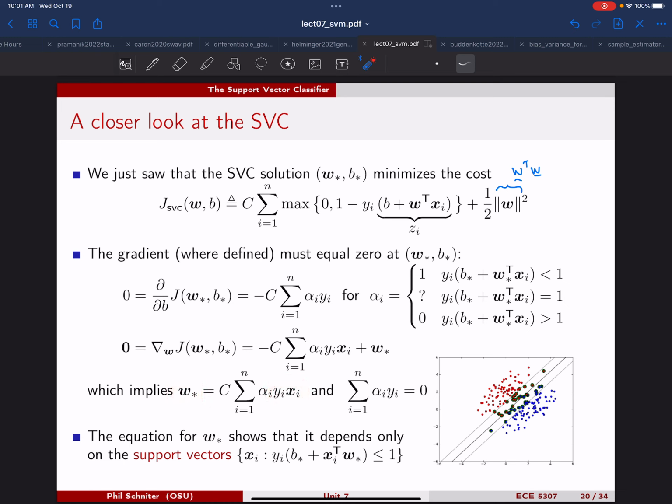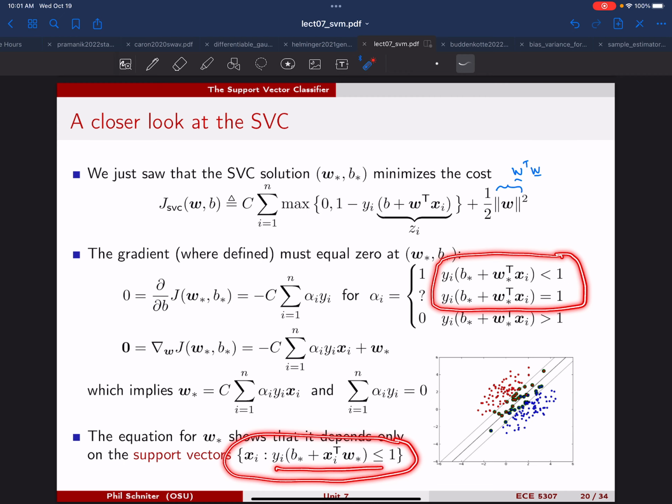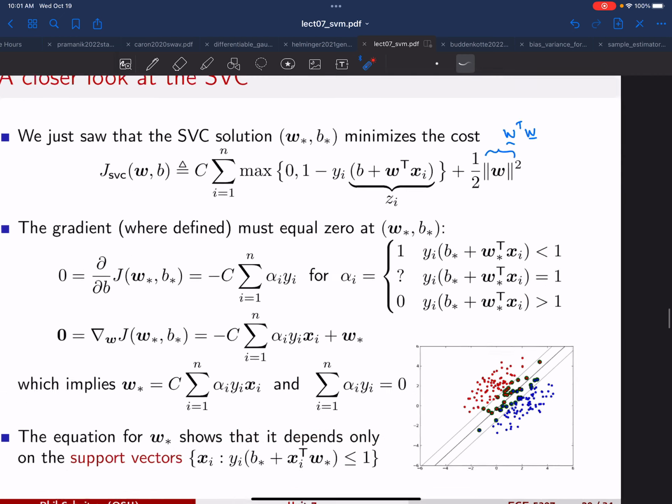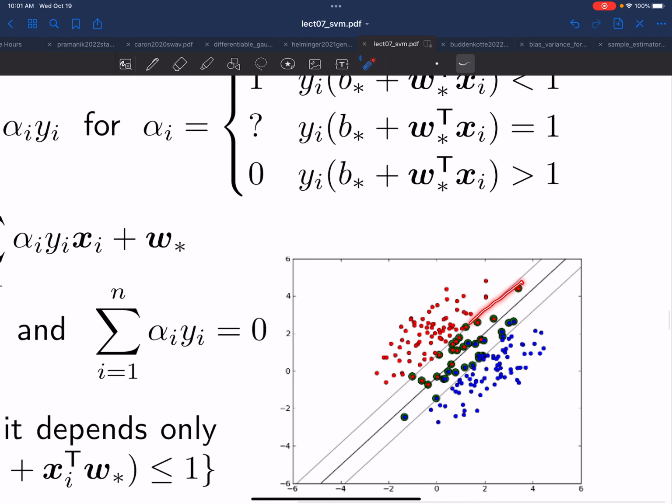Okay, so again, w star is going to be determined only by what we call the support vectors. The support vectors are the xi and yi such that this stuff holds. Or in other words, the xi such that this equality holds true. In the picture here, those are all the circled ones.